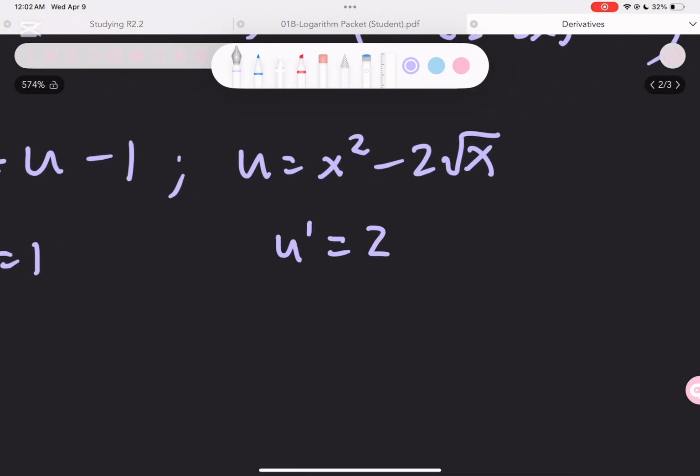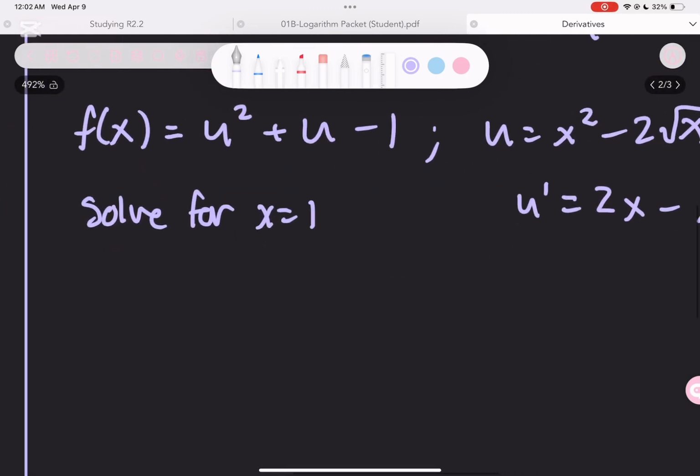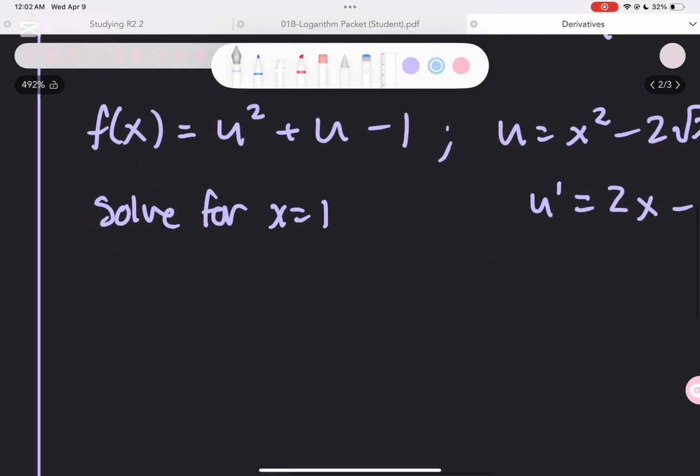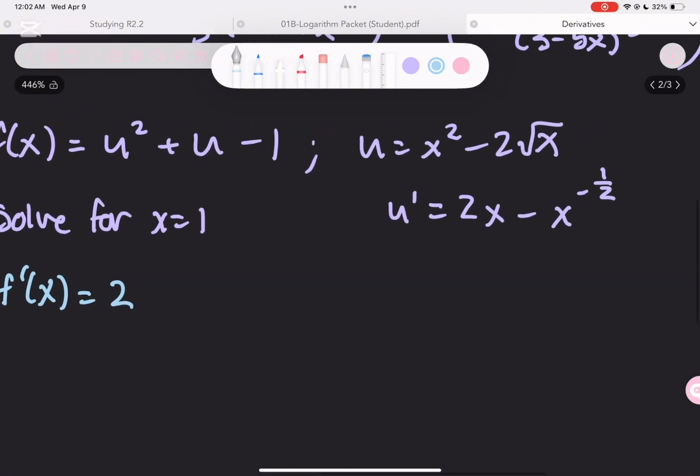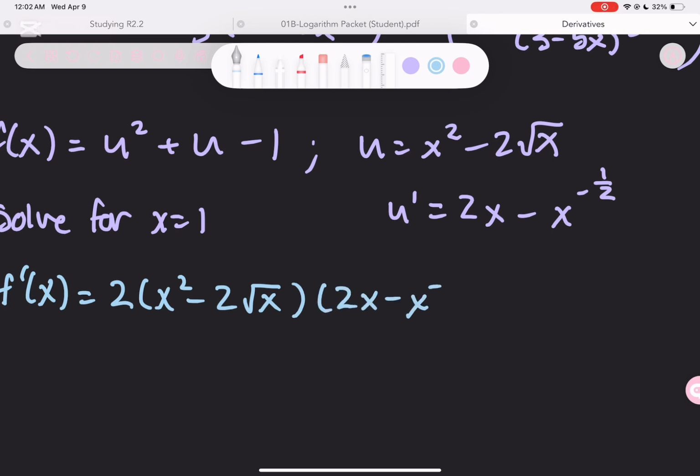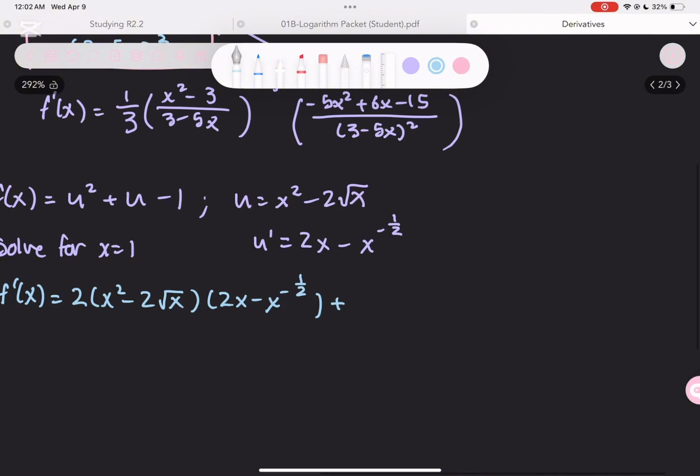So u prime is 2x minus x to the negative 1/2, because that's the function. If you want to solve for f prime of x, that would be 2 times the regular inside function, x squared minus 2 root x, and then you multiply that with the derivative of the inside function, so 2x minus x to the negative 1/2. And then plus x squared minus 2x, which is the original function, minus 1.